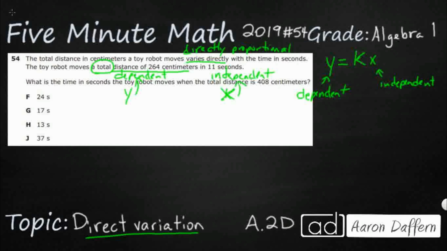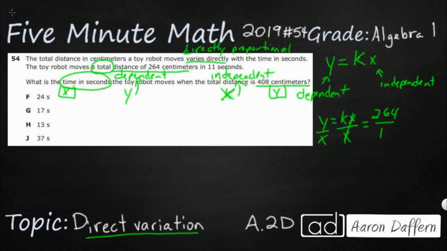How do we find k? Well, let's just derive the constant of proportionality: divide both sides by x, and we isolate it. We are looking for the total time in seconds, so that is our x. When we have a total distance of 408, that is our y. So let's first find our k. That's going to be y over x.